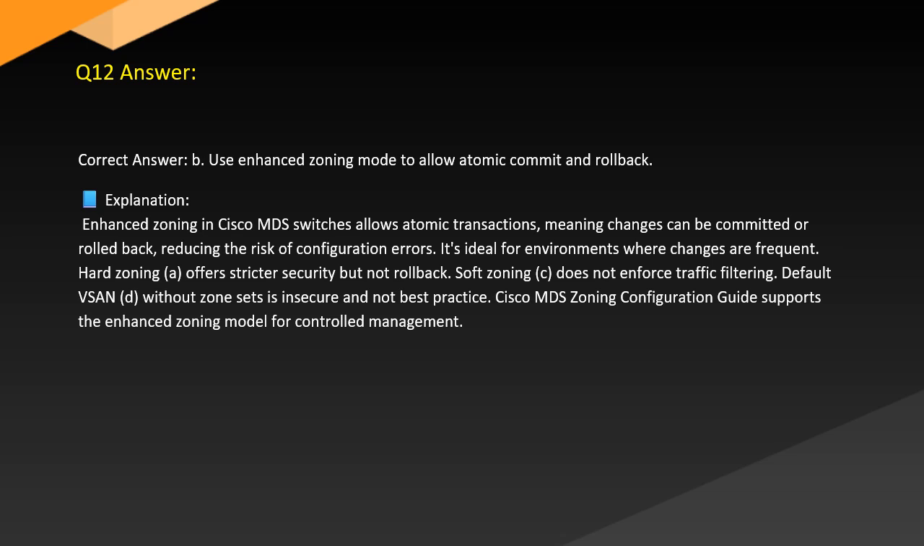Answer. Correct answer: B. Use enhanced zoning mode to allow atomic commit and rollback. Blue Book explanation: Enhanced zoning in Cisco MDS switches allows atomic transactions, meaning changes can be committed or rolled back, reducing the risk of configuration errors. It's ideal for environments where changes are frequent. Hard zoning offers stricter security but not rollback. Soft zoning, C, does not enforce traffic filtering. Default, D, without zone sets is insecure and not best practice. The Cisco MDS zoning configuration guide supports the enhanced zoning model for centralized management.